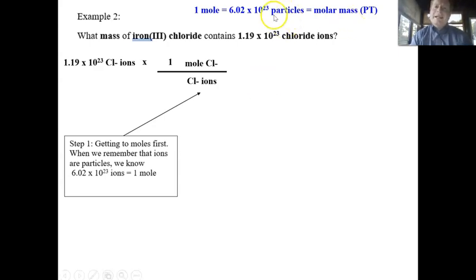Ions, again, are a particle. So to get to and from moles from ions, we use Avogadro's number, 6.02 times 10 to the 23rd. Okay, so that is for that part.